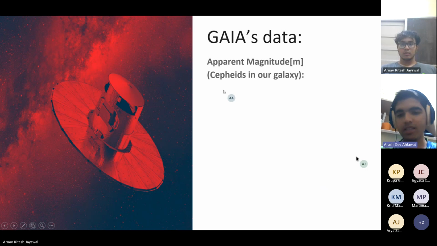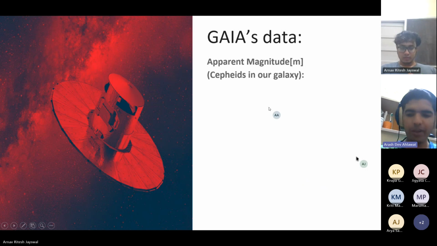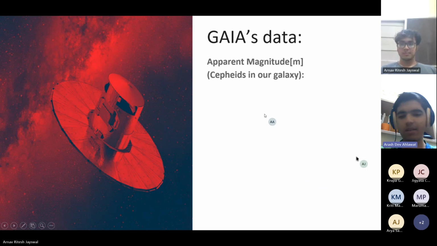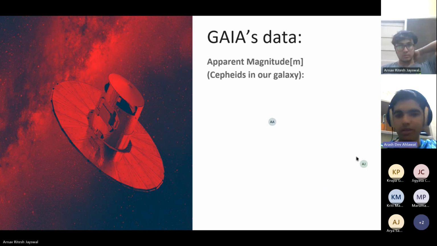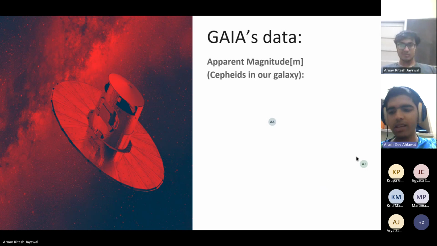So what's the data that Gaia gives us? First of all, apparent magnitude. I just discussed this. We use photometry techniques, CCDs, charge coupled devices, and others. These are semiconductor devices which are used to measure the brightness or the luminosity of an object through apparent magnitude. As we've just figured out luminosity, once we know luminosity, we can figure out the apparent magnitude.